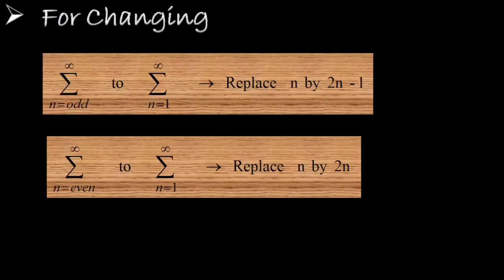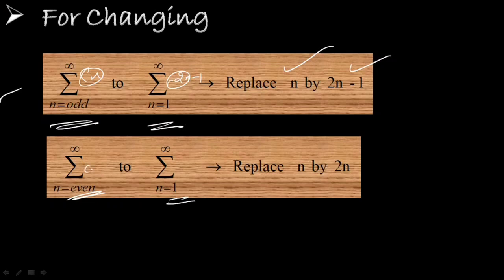Next, for changing the summation from odd to infinity to sigma 1 to infinity, we have to replace the value inside the summation. The value n by 2n minus 1 means the summation changes from odd to infinity to 1 to infinity. Suppose you replace the summation from even to infinity to 1 to infinity, you have to replace inside the summation the n value by 2n. By doing so, the summation of the values of n takes the values from 1 to infinity.